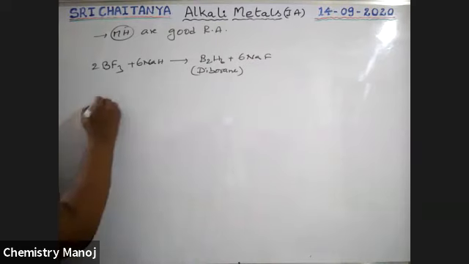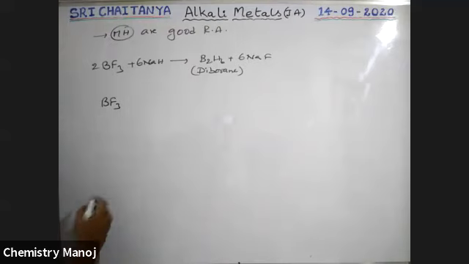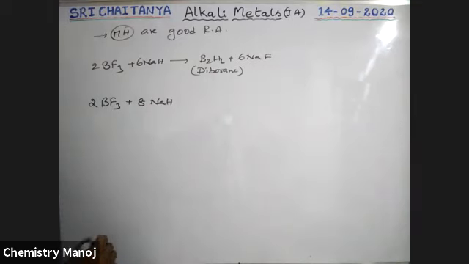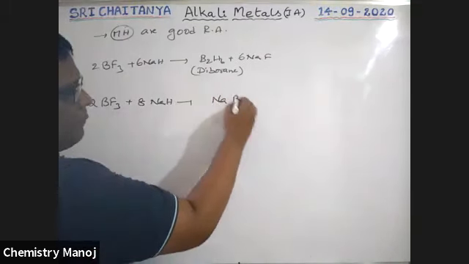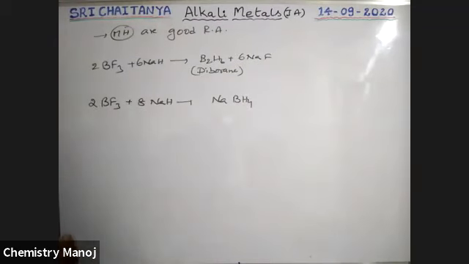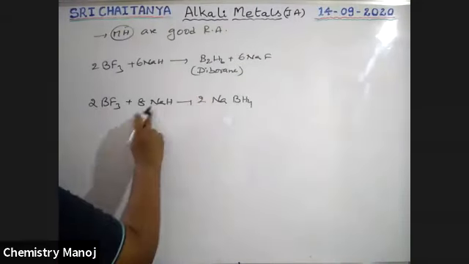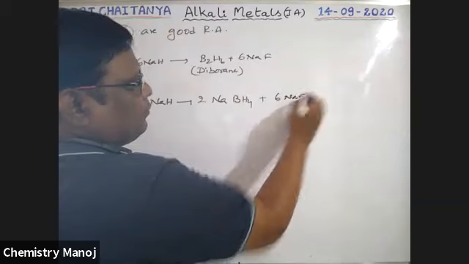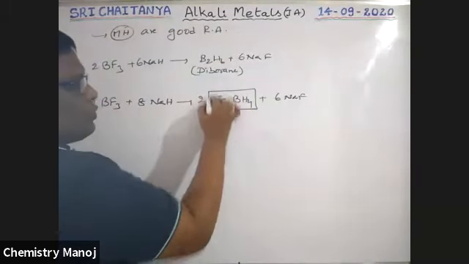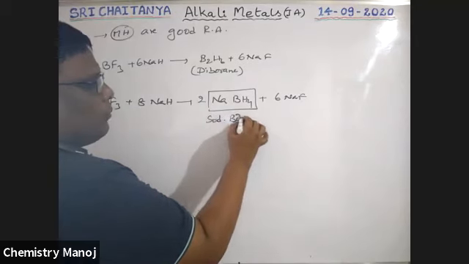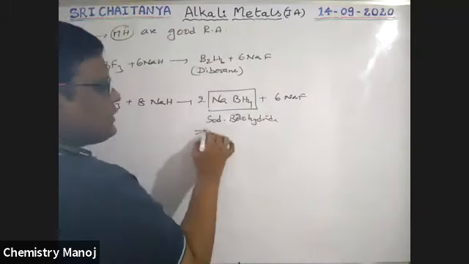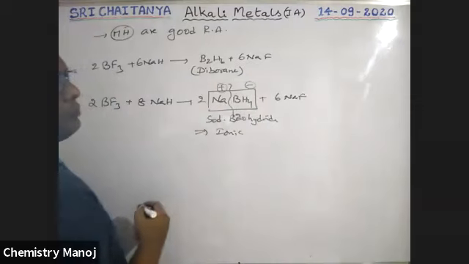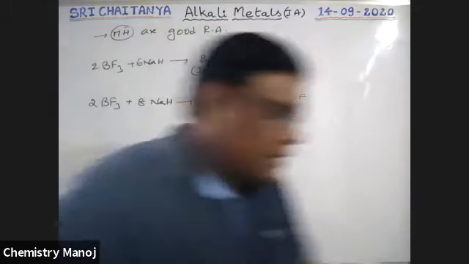Next, similarly, if BF3, boron trifluoride, reacts with 8 moles of NaH, or lithium aluminum hydride, that gives NaBH4. Very, very important, boys. 2NaBH4 plus 6NaF. This is sodium borohydride. It is an ionic compound. See here, it is a plus ion and a minus ion. It is an ionic compound.